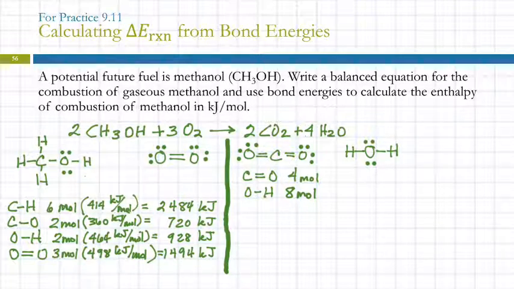So we've calculated the amount of energy needed to break each of the types of bonds, and so we're going to add these up to find out the total amount of energy needed to break all of the bonds. So 2484 plus 720 plus 928 plus 1494. 5626 kilojoules. We have to put that much energy in to break all the bonds. Then as we form these bonds, energy is going to be released.